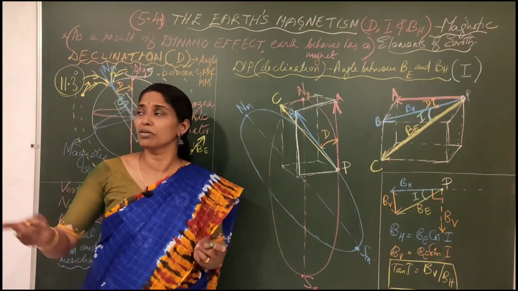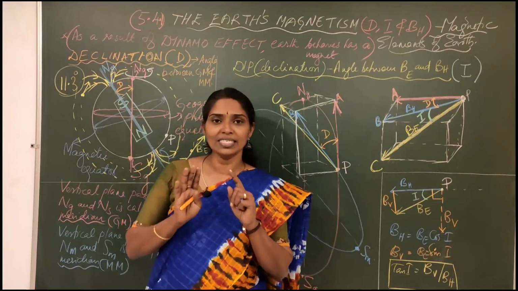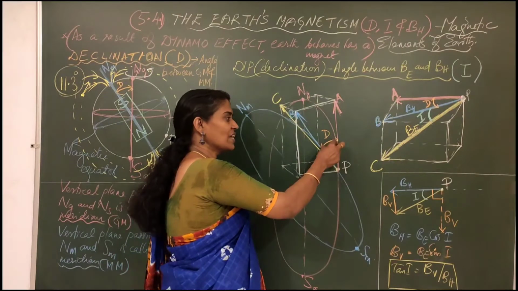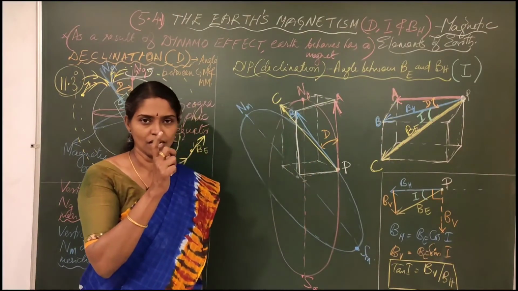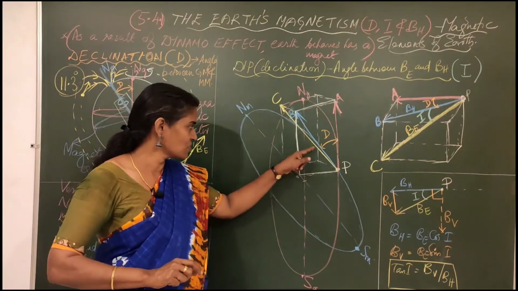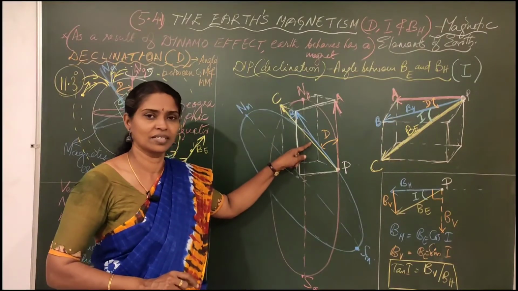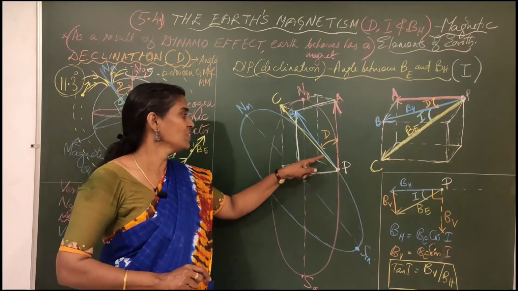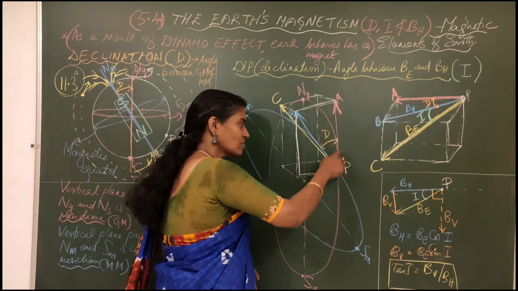And what is the angle between them? We have already written it as D. So this figure is very clear for you, D. But there is a point which is not clear: a yellow line is here. That is not clear.